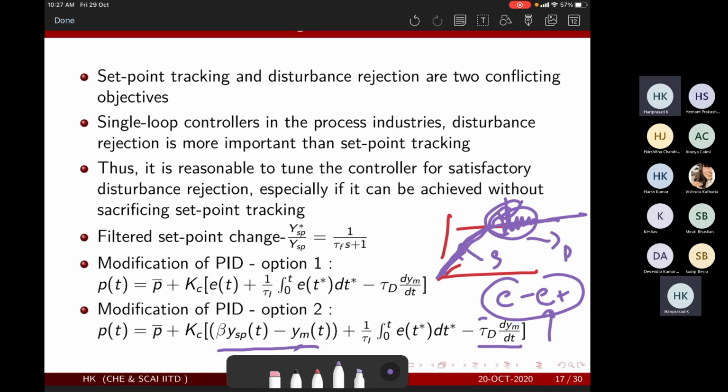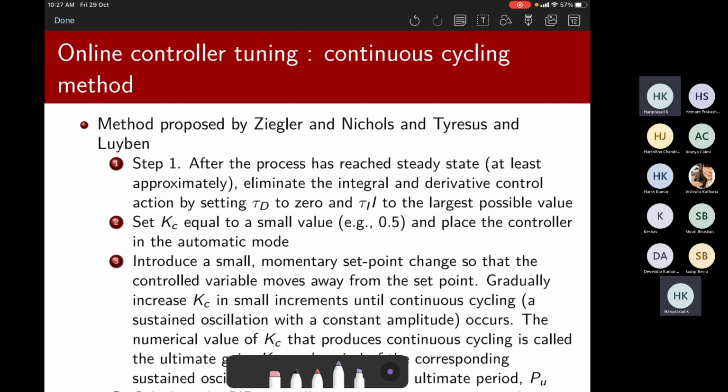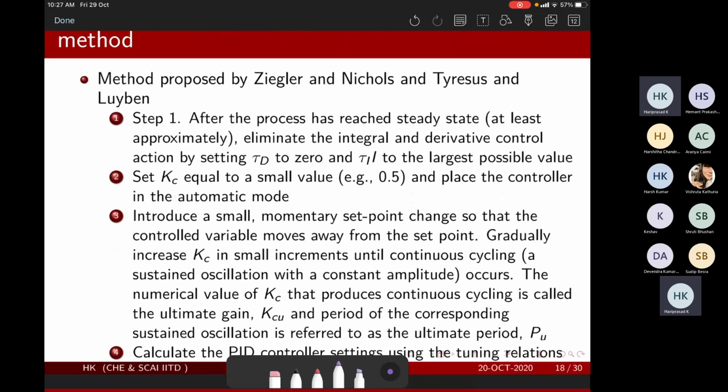Filtered set point means a set point weighted PI controller. This is again just parallel information, and you may be able to use it in the context of controller tuning.